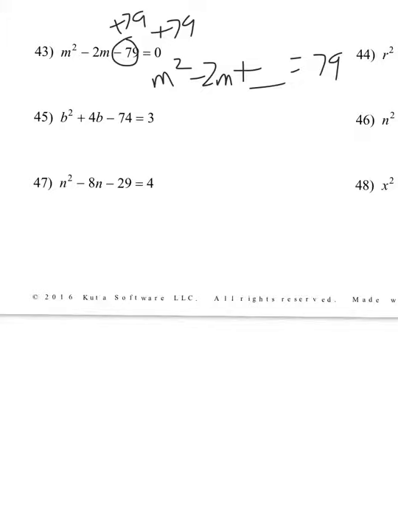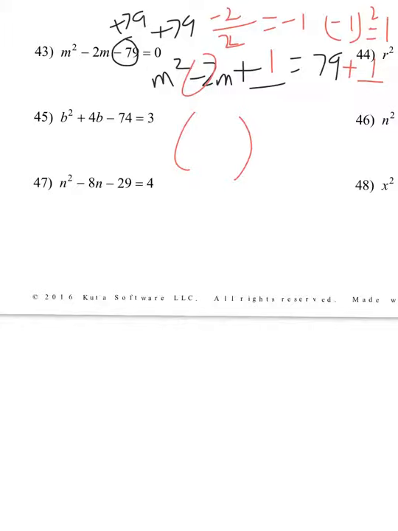I take half of negative 2. So I have negative 2, that's this value. If I take half of it, divide it by 2, it's negative 1, and I square negative 1. Well, that is positive 1. So I want to add 1 here, which means what I do to one side I have to do to the other, so I have to add 1 there.